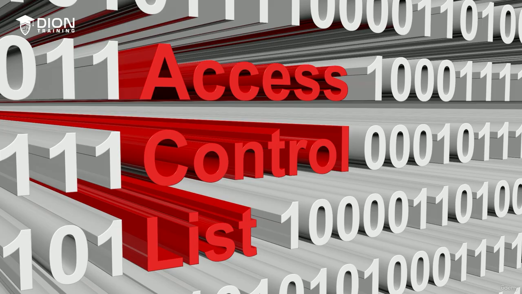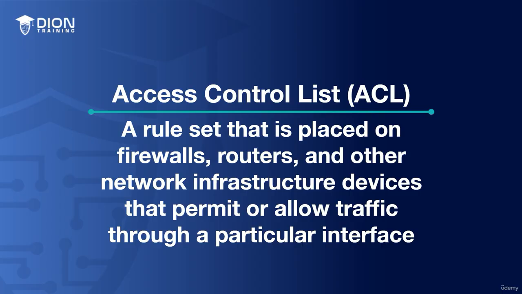A large portion of the permit and deny statements that we're going to utilize inside of our ACLs are going to be based on port numbers because those directly correlate with an application or service that we want to allow or block. An access control list, or ACL, is the rule set that's going to be placed on the firewall, router, or other network infrastructure devices that will permit or allow traffic through a particular interface. These rule sets are going to be used to control the flow of traffic into or out of our networks.